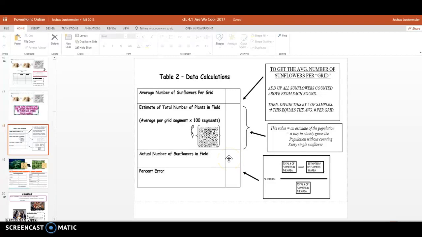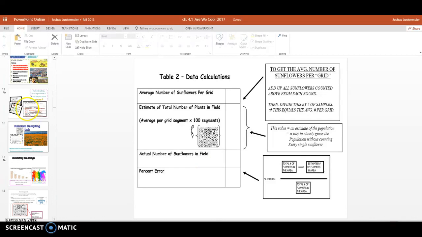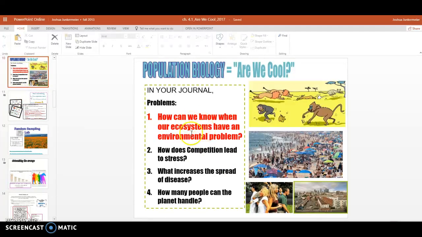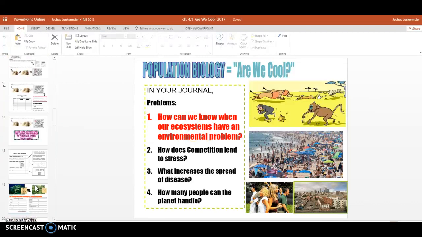And this is exactly what scientists do. And if they have a good low percent error, then they would in fact trust their calculations, and that's how they do their work. That's how they would find out if there is a problem in the environment. Because they know if the population is really low, there's some kind of problem.